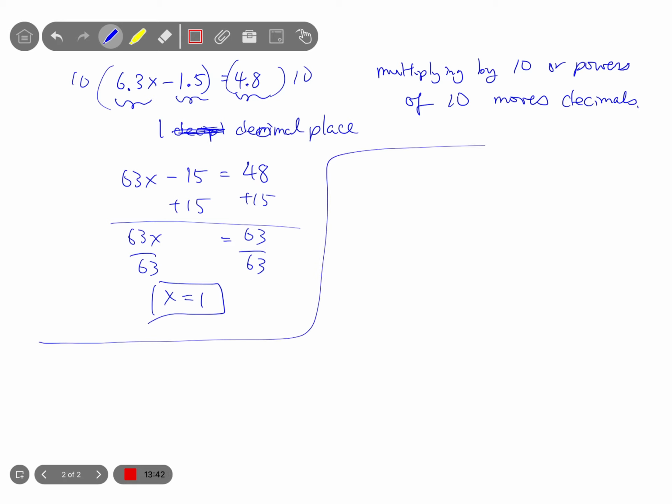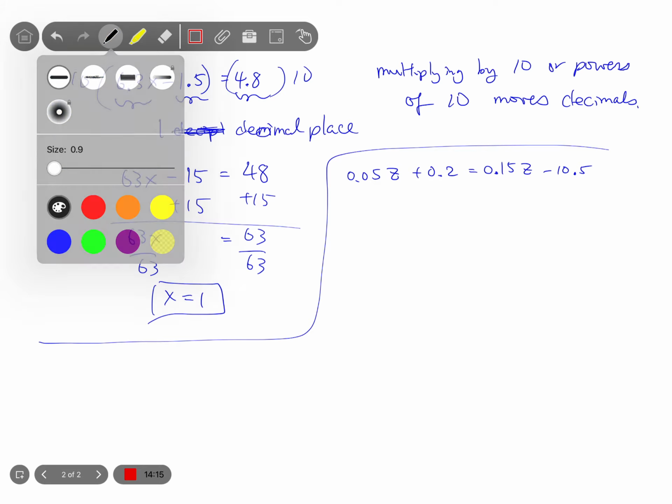Okay, second problem. 0.05z plus 0.2 equals 0.15z minus 10.5. So again, your goal is to clear out the decimals. In this case, I am going to look for the term that has the most decimal places, and that's going to tell me what number to multiply on both sides.